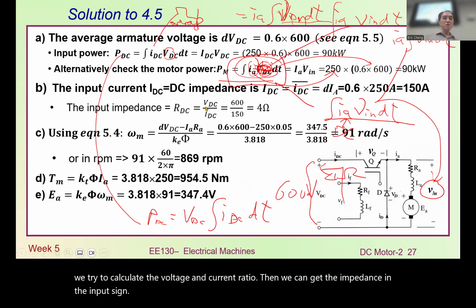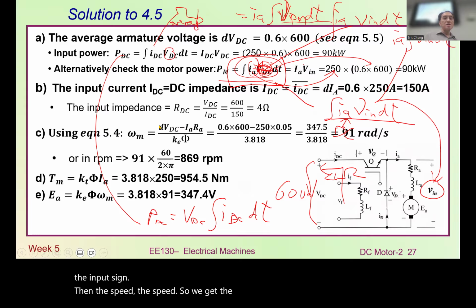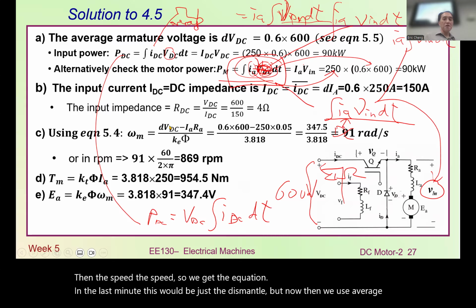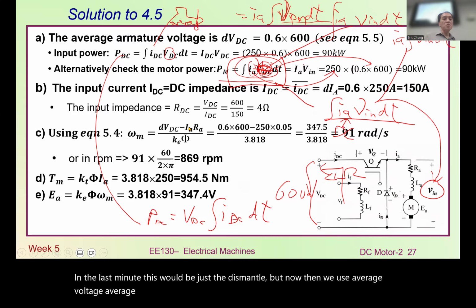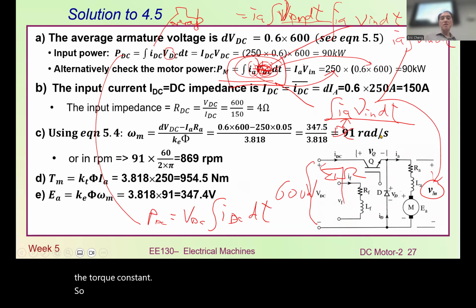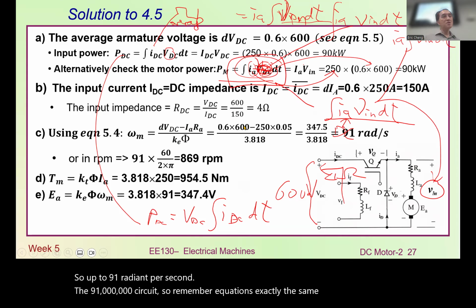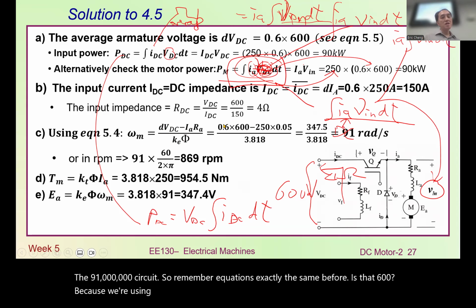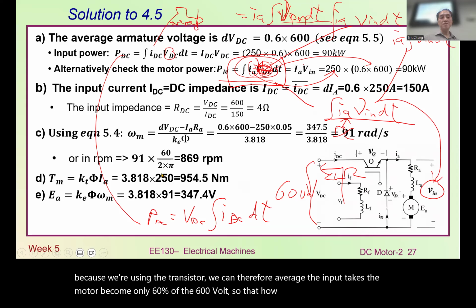Then the speed, okay. So we get the equation. Last week this was just the DC voltage, but now we use average voltage. Average voltage minus the voltage drop on the resistance, and then divide by the torque constant. So we get 91 radian per second. Remember, the equation is exactly the same as before. Instead of 600 volt, because we're using the transistor, the average input voltage of the motor becomes only 60% of the 600 volt. So that's how we get this equation.